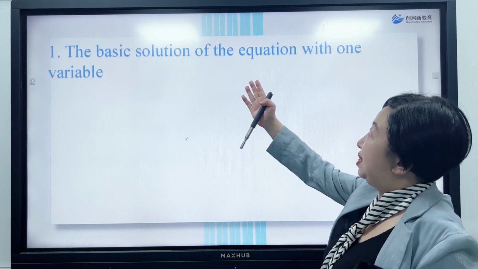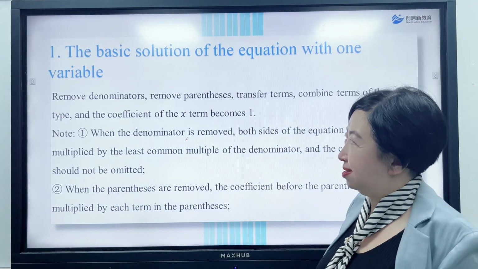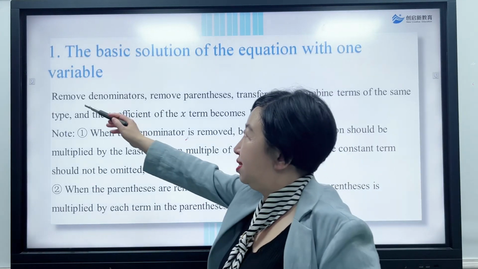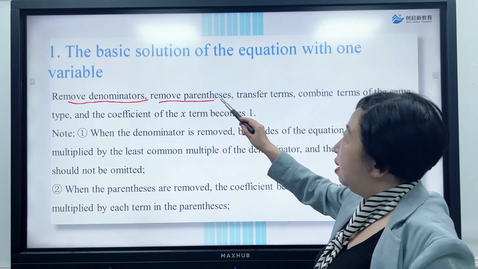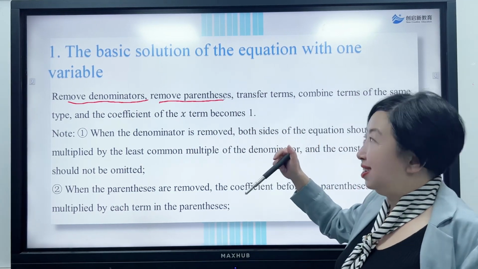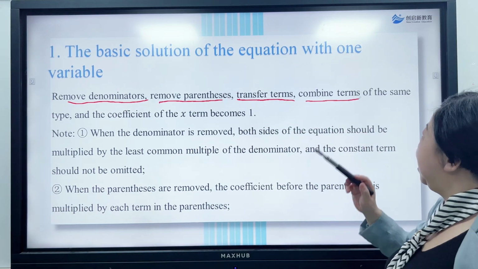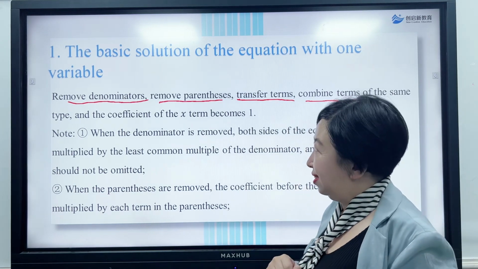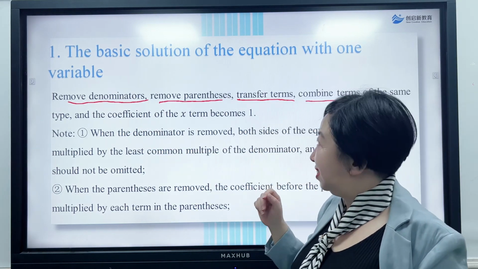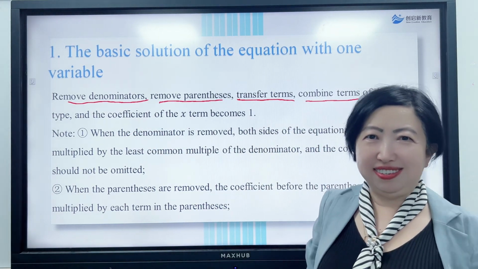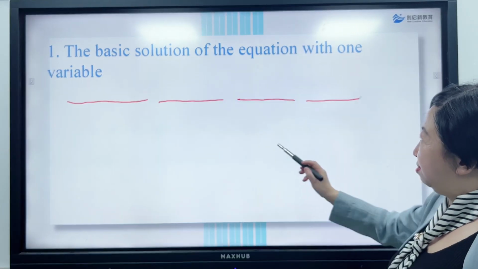The basic solution of the equation with one variable has 5 steps. First, remove the denominators. Second, remove parentheses. Third, transfer terms. Fourth, combine terms of the same type. And the last, the coefficient of the x term becomes 1. Let's have a look. For example, I will use an example.